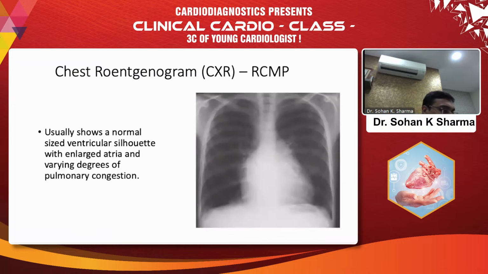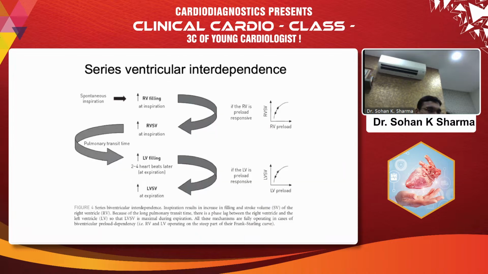So till now we have discussed the etiology, history, symptoms, on examination the JVP, and after that the systemic examination. Now there are two slides on ventricular interdependence, because this comes regularly in discussion. What is ventricular interdependence? This is the normal pattern.